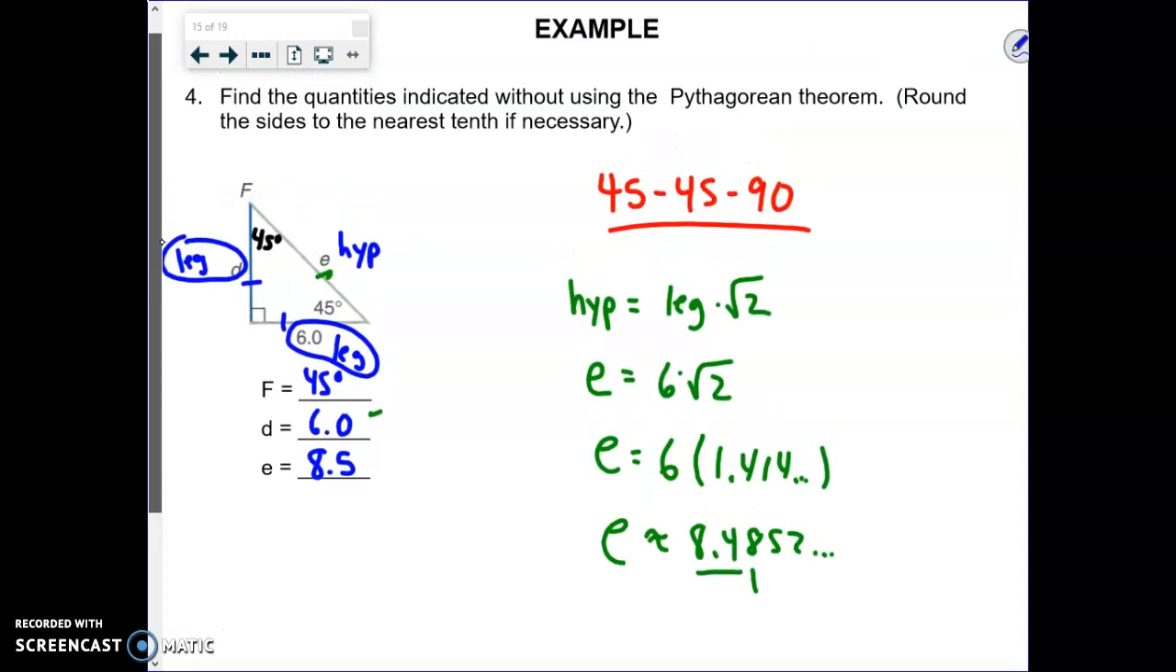Again, we could not have used the Pythagorean theorem here. Well, we could have. It would have been more difficult, because knowing that 6 and 6, then you can use the Pythagorean theorem to get your hypotenuse. But look how much less work it is if you know that relationship. Okay? We'll look at our last two examples on the next video.